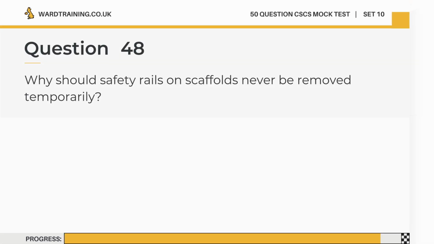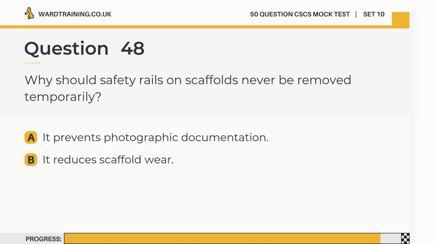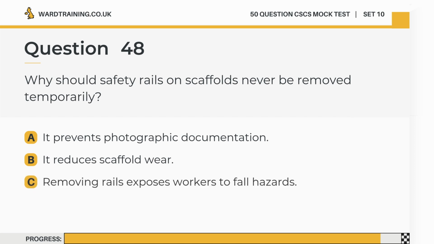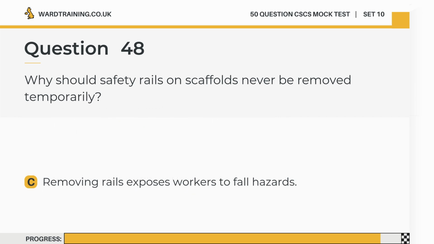Question 48. Why should safety rails on scaffolds never be removed temporarily? A. It prevents photographic documentation. B. It reduces scaffold wear. C. Removing rails exposes workers to fall hazards. D. It increases material clutter. The correct answer is C. Removing rails exposes workers to fall hazards.